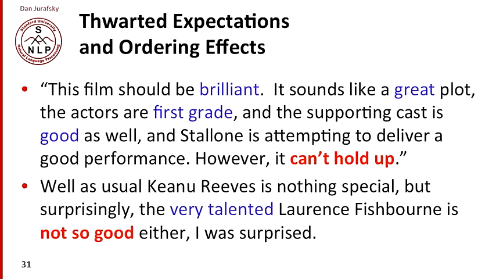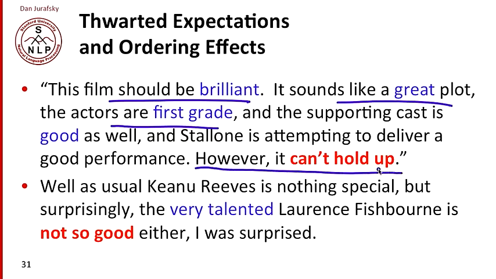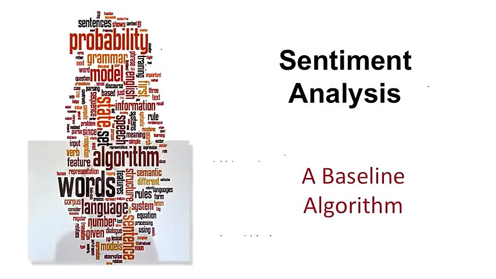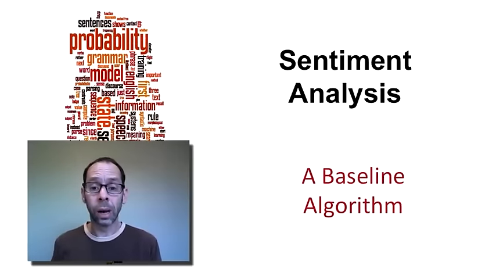Another problem that often occurs in sentiment is called the thwarted expectation problem. It has to do with ordering effects. So here, read this first review. This film should be brilliant, sounds like a great plot, actors are first grade, lots of positive things going on, but at the end, the reviewer says it can't hold up. So, seems like a positive review, but it's not. Similarly, in the sentence, the very talented Lawrence Fishburne, not so good. So here we're setting up, I expected the movie to be good and it wasn't good. So this kind of ordering effect is something that we're going to have to deal with in any kind of more advanced sentiment algorithm. So that's the basic baseline algorithm that we can see for sentiment analysis.